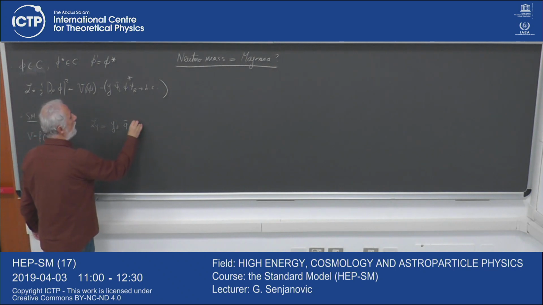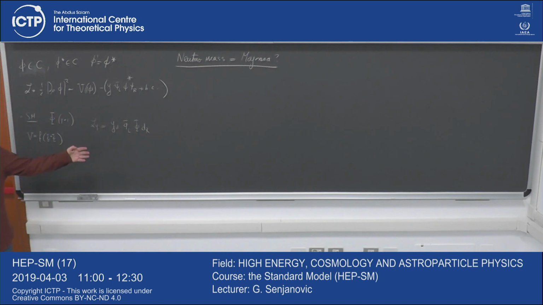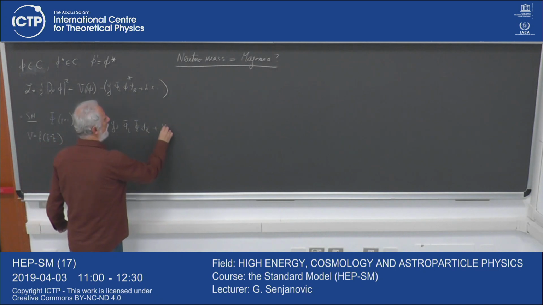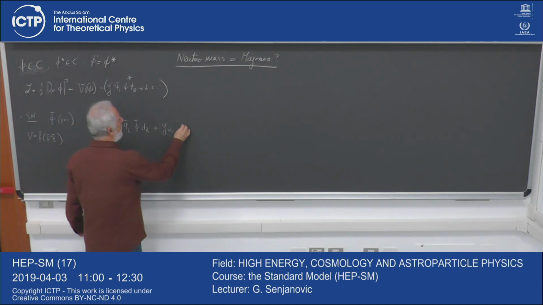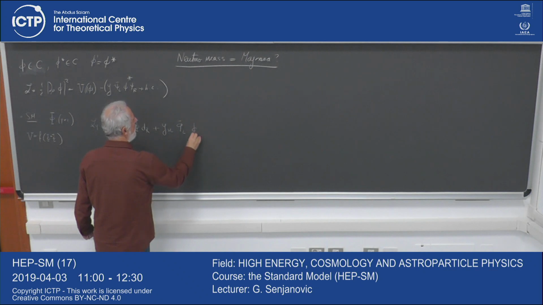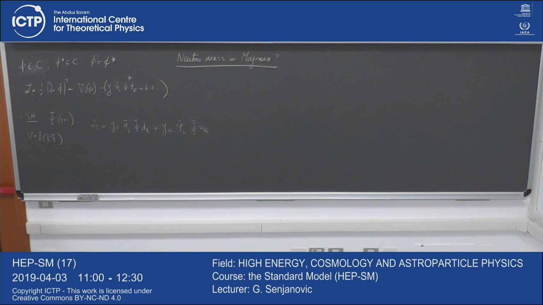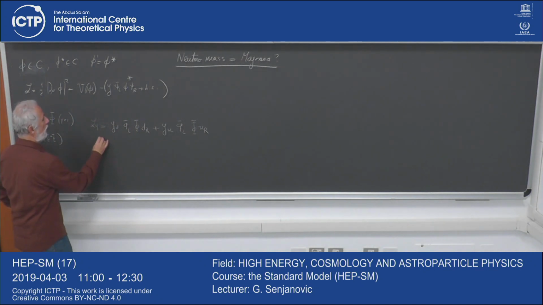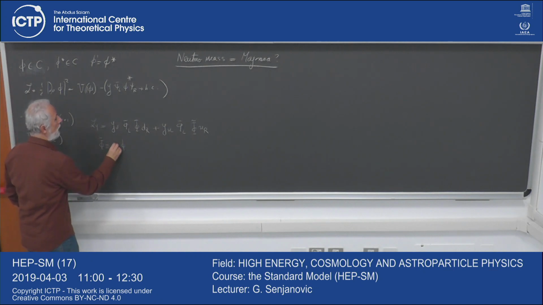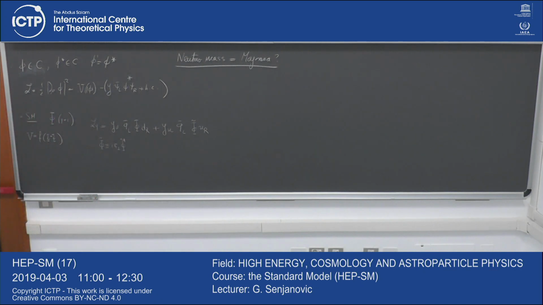QL bar, phi, dR, for example, right? And then the Yukawa up looks like QL bar, phi tilde, UR. And there is also one for leptons. What is phi tilde? Who wants to remind me? There is an antisymmetric tensor, and then it's a complex conjugate.